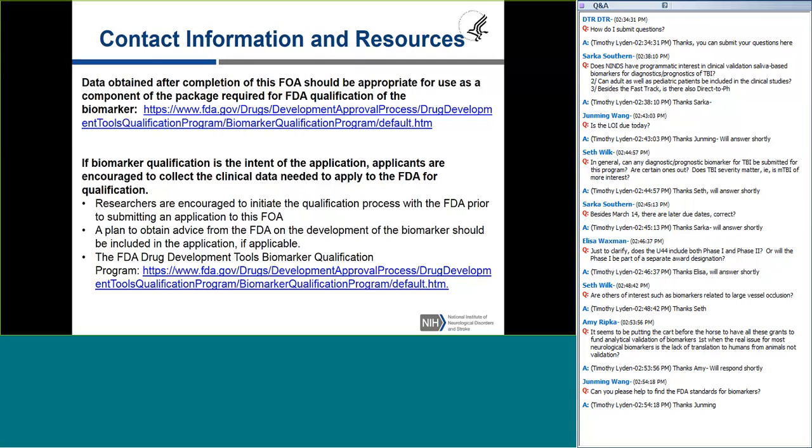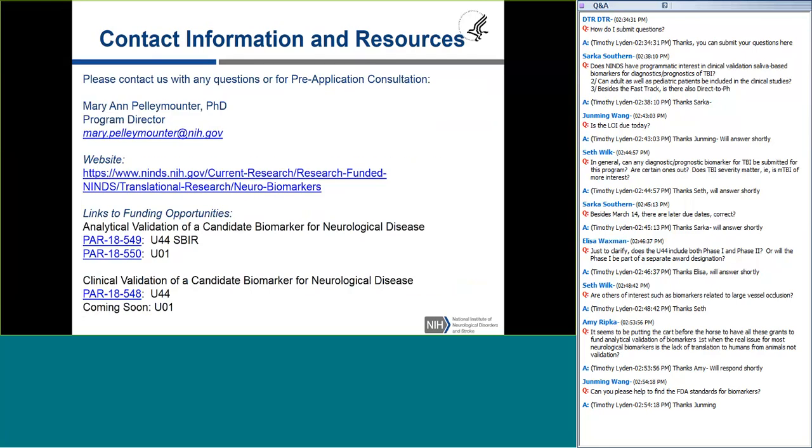All right, so I think that's pretty much all I've got. So we could start working on the questions, right? Oh, before we start on the questions, I just want to point out the last slide gives contact information and resources. So please take a look at these slides. Again, all the links are live. There are links to the funding opportunities, both the analytical validation and the clinical validation, as well as an initial website that will basically go over what I just did in this presentation. So please feel free to look at all of those things.